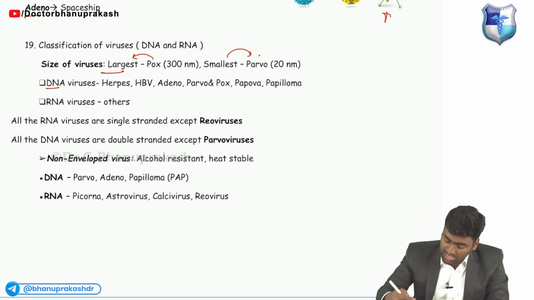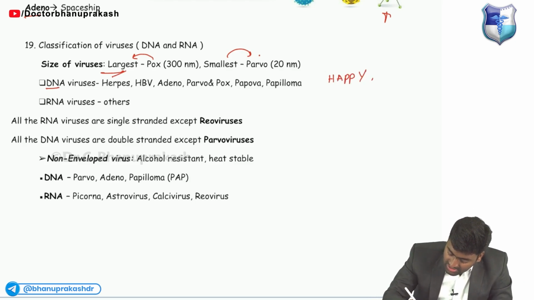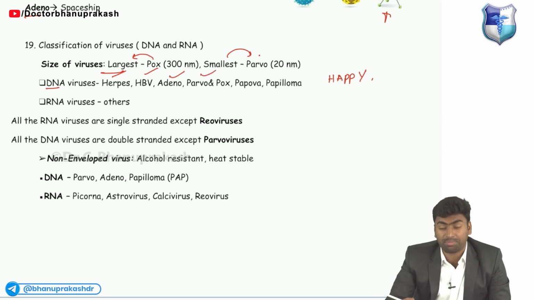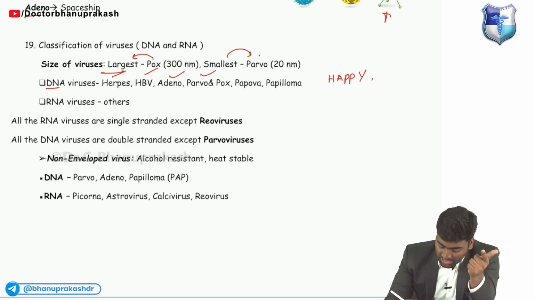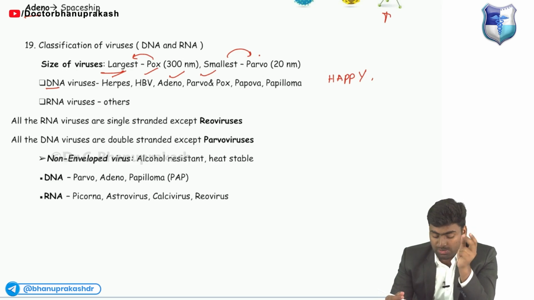DNA viruses, you can remember by the mnemonic HAPPY: herpes virus, hepatitis B virus, adenovirus, parvovirus, pox virus, and papillomavirus. So HAPPY: herpes, hepatitis B, adenovirus, parvo, pox, papova.